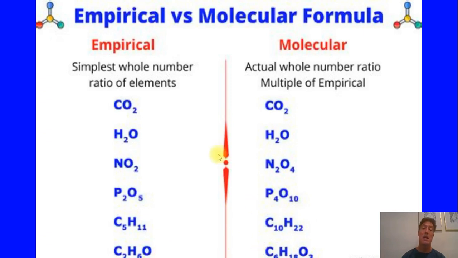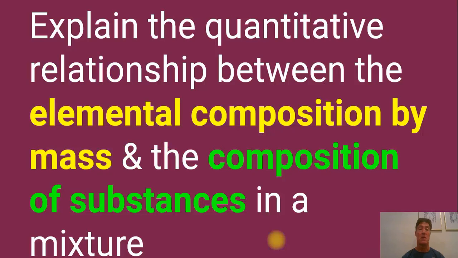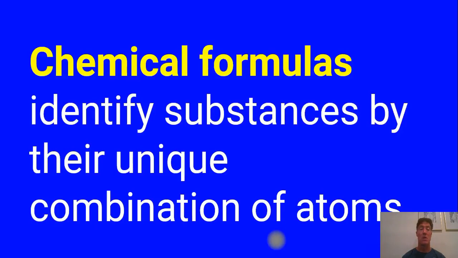And what you'll always notice is that the molecular formula is always some whole number multiple of the empirical formula, either multiplied by 1, by 2, in this case by 3, or some other whole number. Composition of mixtures. So now we look at the quantitative relationship between the elemental composition by mass and the composition of substances in a mixture.